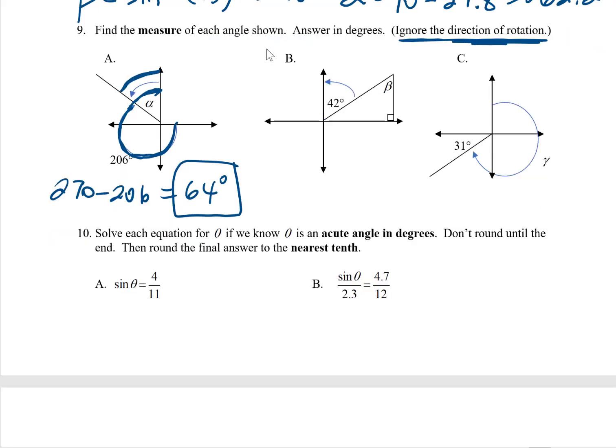Okay, let's look at letter B. There's a couple of different ways you can do this one. This angle here is 42 degrees. Well, that should make it pretty easy for me to find this angle here because I can tell that those two angles together must add up to 90. That would make this 48 degrees. 42 plus 48 is 90.